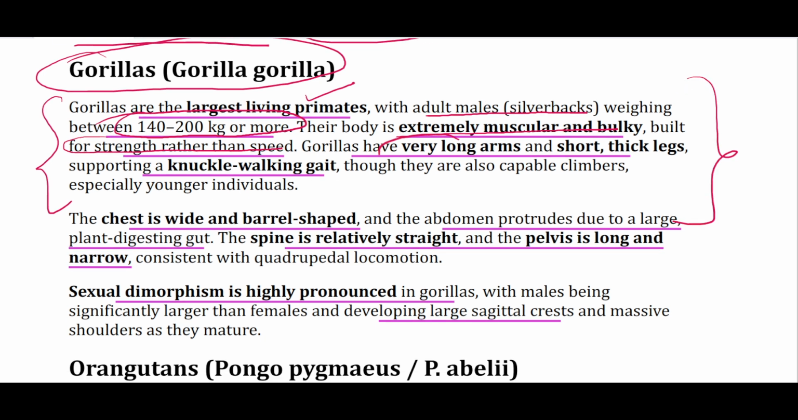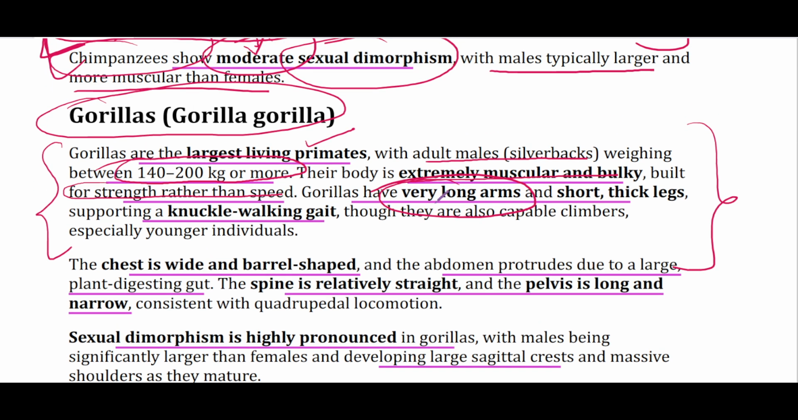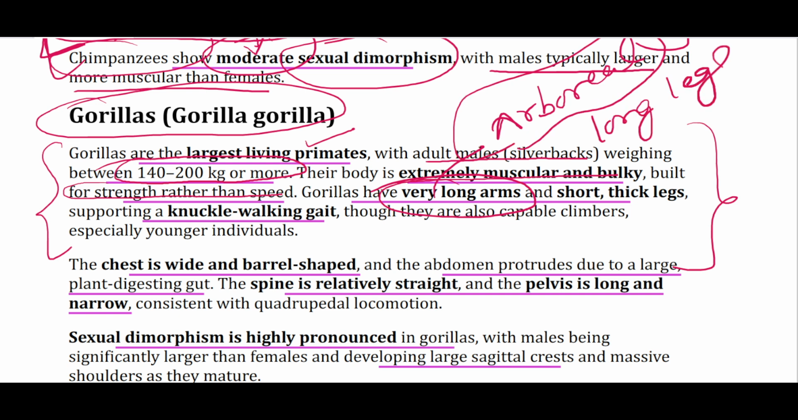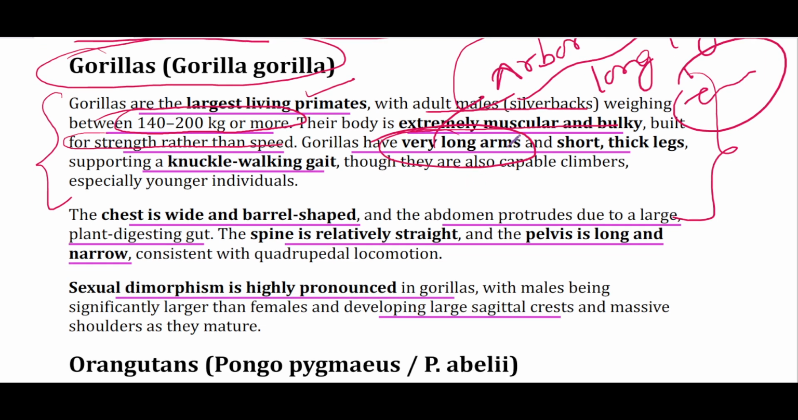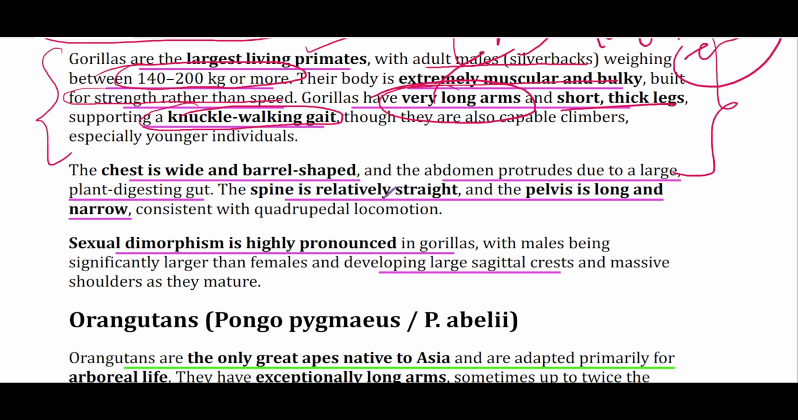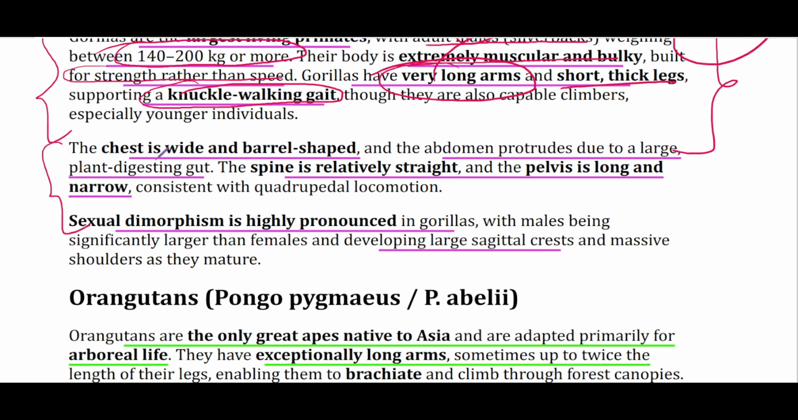Then they have very long arms. So wherever you see long arms, understand that long arms are specially built for arboreal lifestyle, and long legs are built for terrestrial walking. So they have long arms, short and thick legs, and that supports knuckle walking gait. Then their chest is wide and barrel shaped, and they have a protruding abdomen.